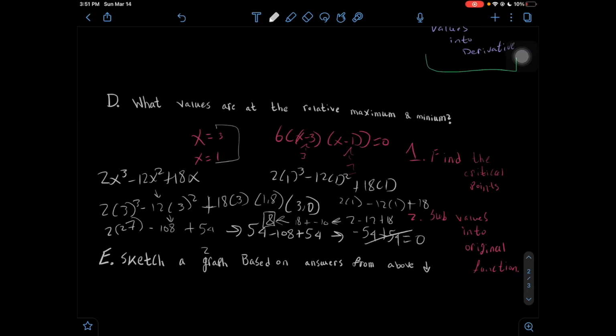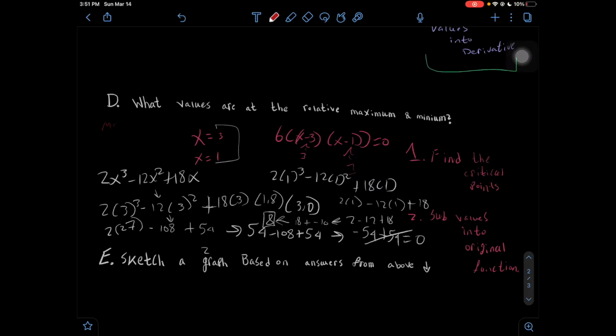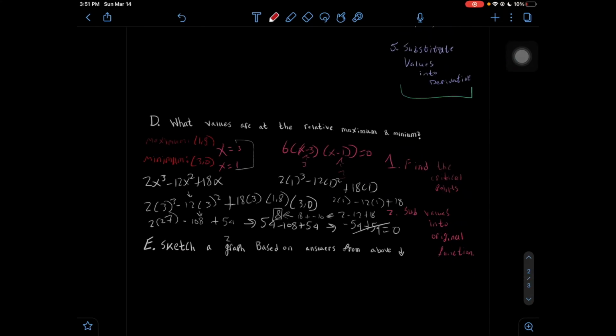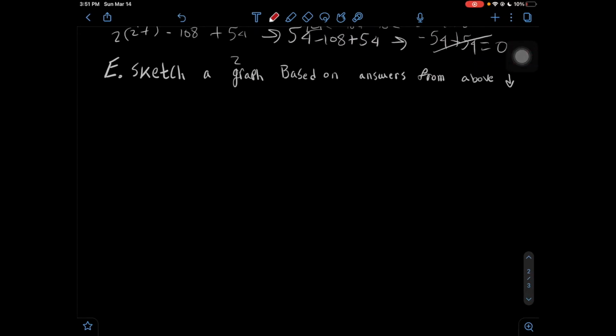A good way to know which one's your max and min, you just look at the y values. The one with the higher y value is your max, and the one with the lower is your min. So let's write it in red right here. So our maximum is 1, 8, and our minimum value for our function is 3, 0. Pretty easy. Let's go ahead to our last problem, which says sketch a graph based on the answers above.